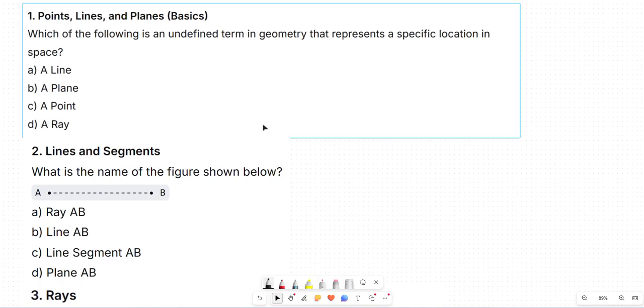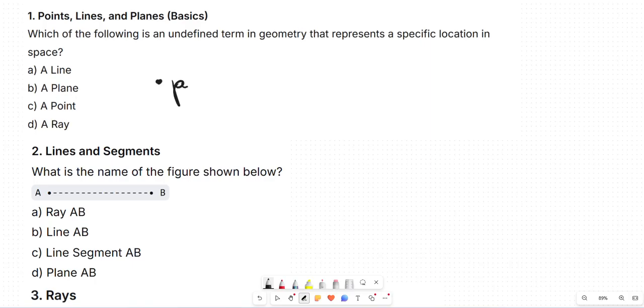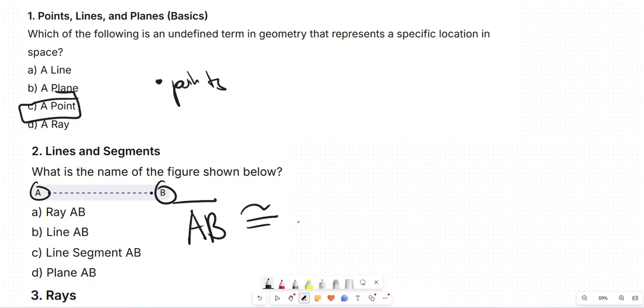So now moving on to the practice questions. First one: which of the following is an undefined term in geometry that represents a specific location in space? Remember, locations are usually points. And I can say it's C. Next, what is the name of the figure below? Remember, this is a line segment because it has a starting point and an ending point. So I can say this is line segment AB, or it can be congruent to BA, or line segment BA. And I can say it's letter C.